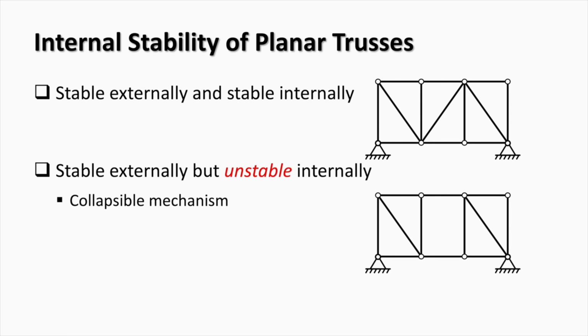Let's consider 2 trusses. The first truss has 4 reaction forces, which are not concurrent. It is formed out of triangular cells. Therefore, this truss is stable externally and internally.